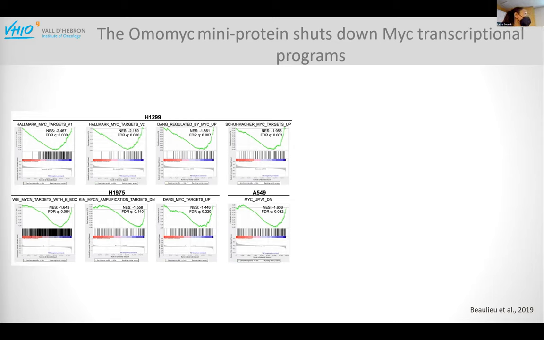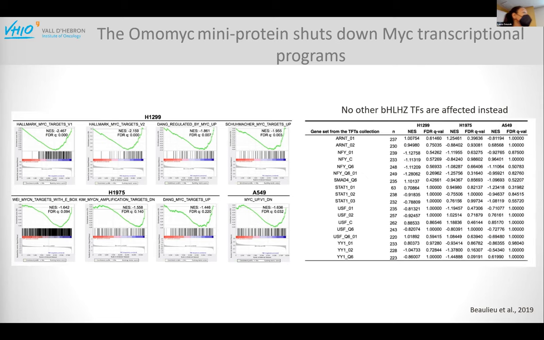Again, here I'm showing you non-small cell lung cancer cells because at the time we were working with those, but we saw this in all the tumor cells. And this was specific for MYC because other bHLHZip proteins involved in lung tumorigenesis are absolutely not affected. So we are on target and specifically on target.